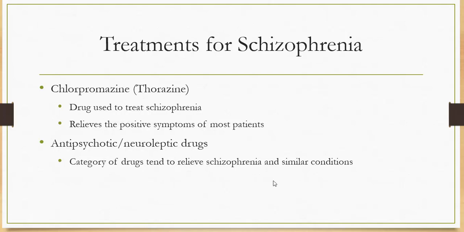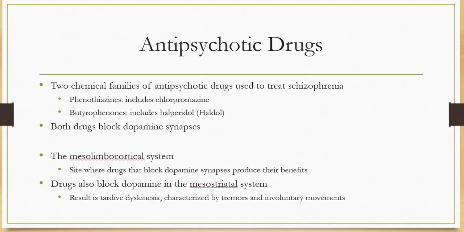So most of them relieve schizophrenia, and they work by blocking dopamine. So you've got chlorpromazine and Haldol, or another two types of antipsychotic drugs, and they both work by blocking the dopamine synapses. So basically, an overview is most of the antipsychotic drugs are working by blocking the dopamine activity.